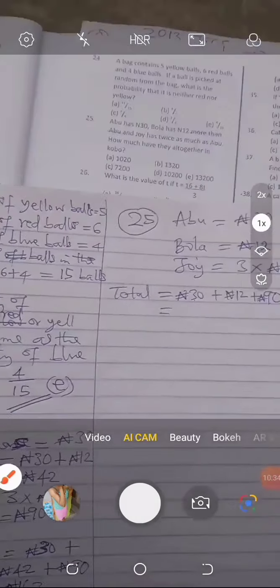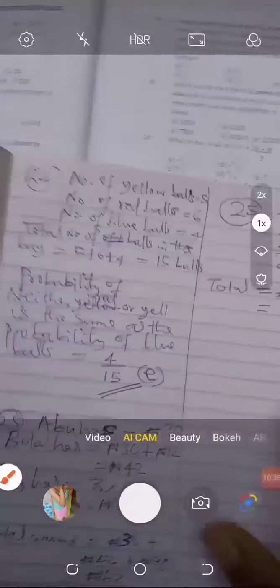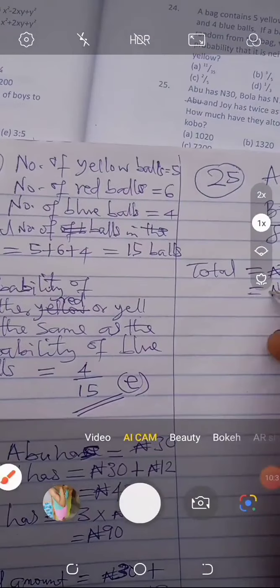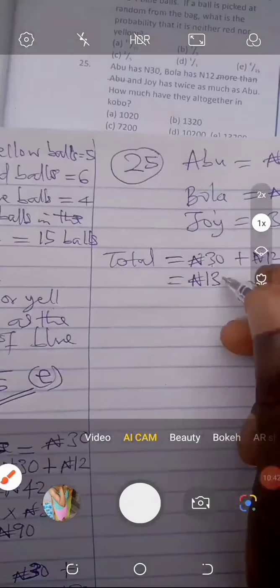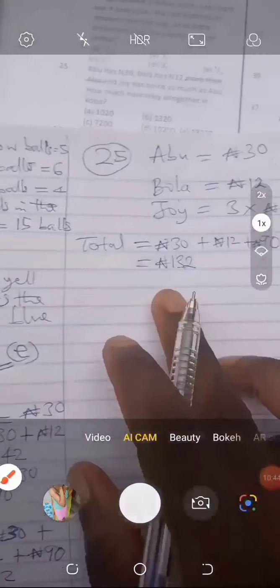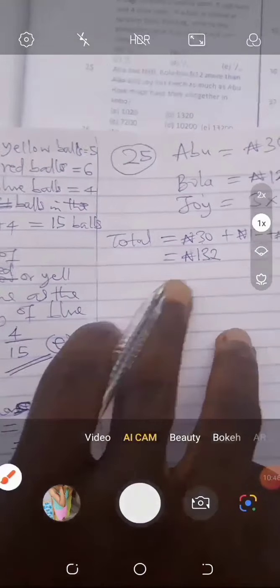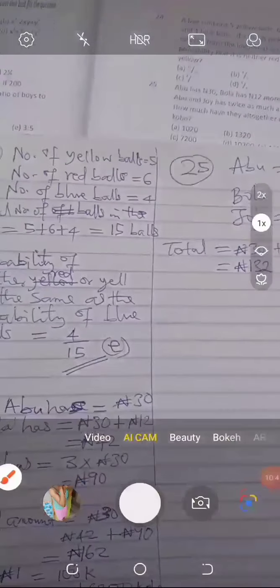120 plus 12, we have 132. We have 132 naira. So this is what we have in naira. Remember, we were asked to take it to kobo.